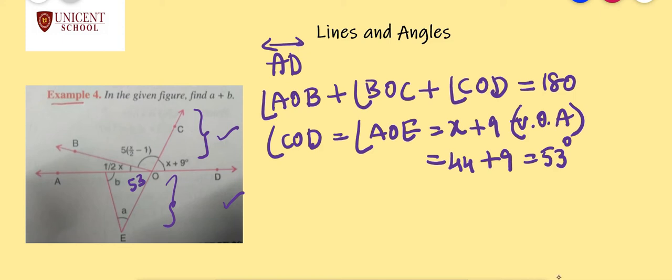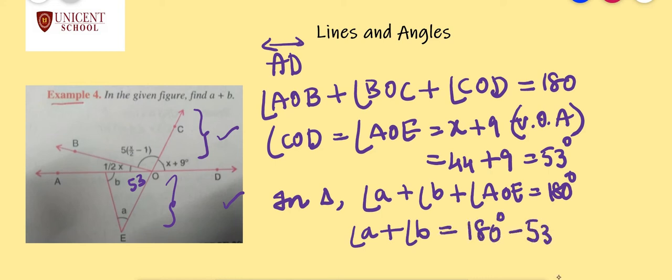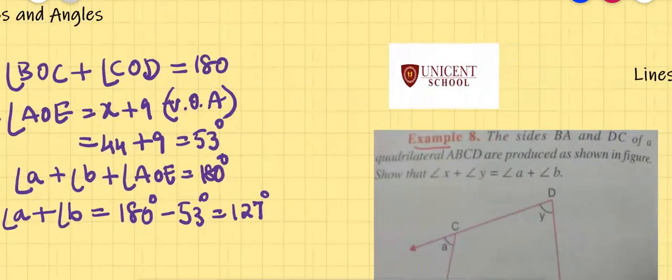Now I go for the triangle, and in the triangle I apply the property of the triangle. Angle A plus angle B plus angle AOE is equal to 180. We know this. And now I substitute the value of angle AOE. So angle A plus angle B equals 180 minus 53, which gives me 127. So this is how we get the value of a plus b. Now we'll see what's the next question.